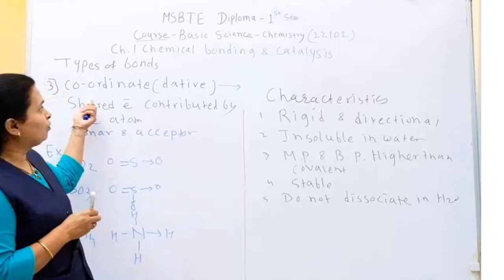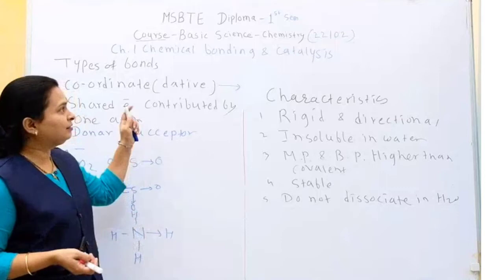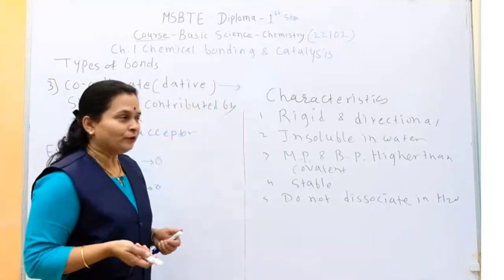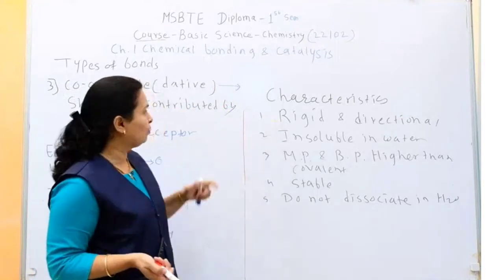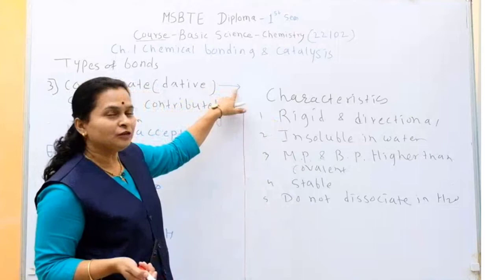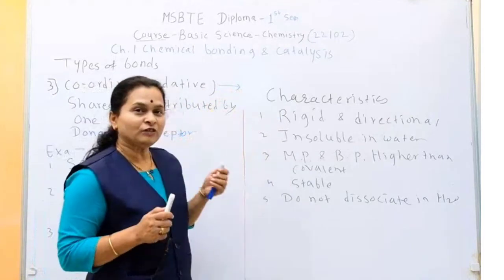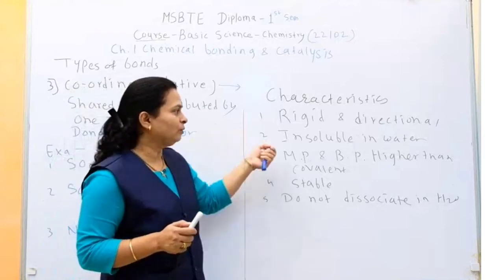A third type of bond is the coordinate bond. It is also known as the dative bond, and it is denoted by an arrow. Some characteristics or properties of the dative bond: it is a rigid and directional bond, because the direction is shown by the arrow. The compounds which have coordinate or dative bonds are insoluble in water.